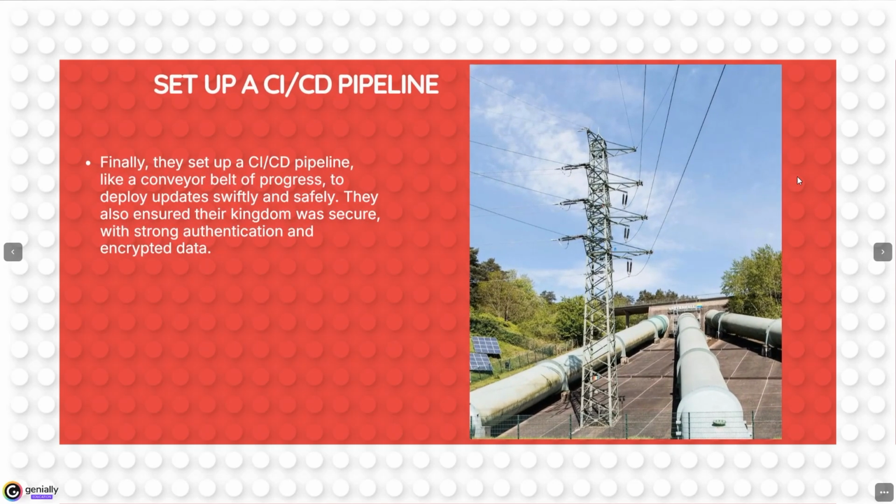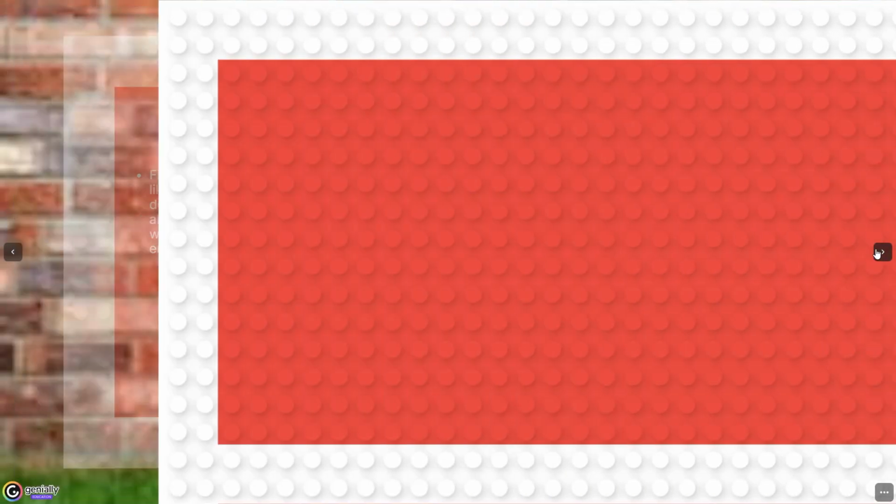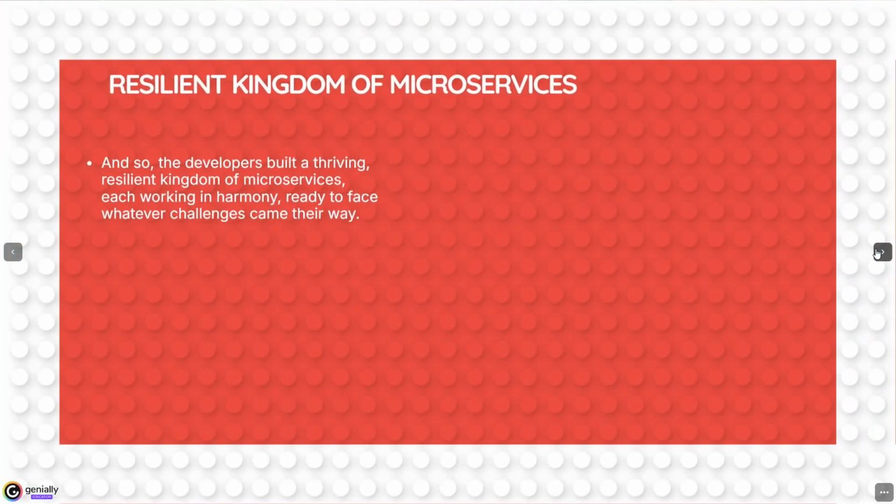Finally, they set up a CI/CD pipeline like a conveyor belt of progress to deploy updates swiftly and safely. They also ensured their kingdom was secure with strong authentication and encrypted data. And so the developers built a thriving, resilient kingdom of microservices, each working in harmony, ready to face whatever challenges came their way.